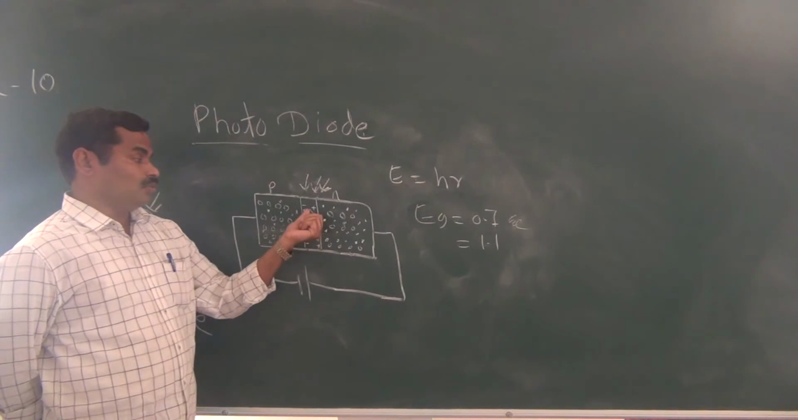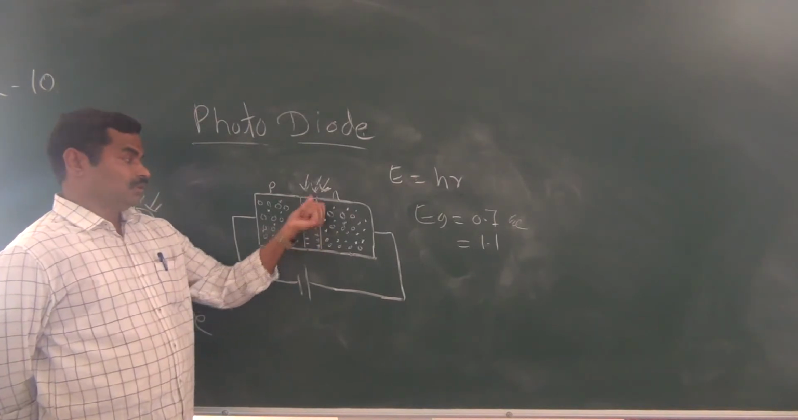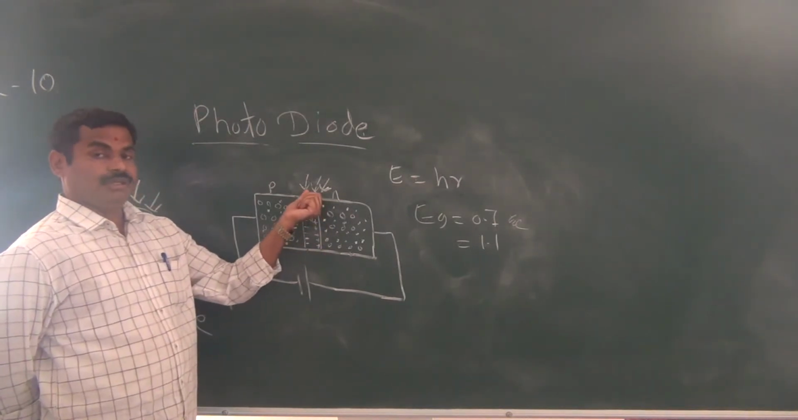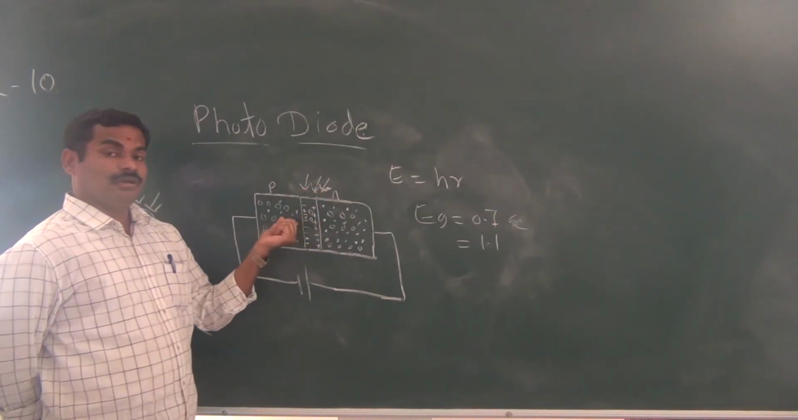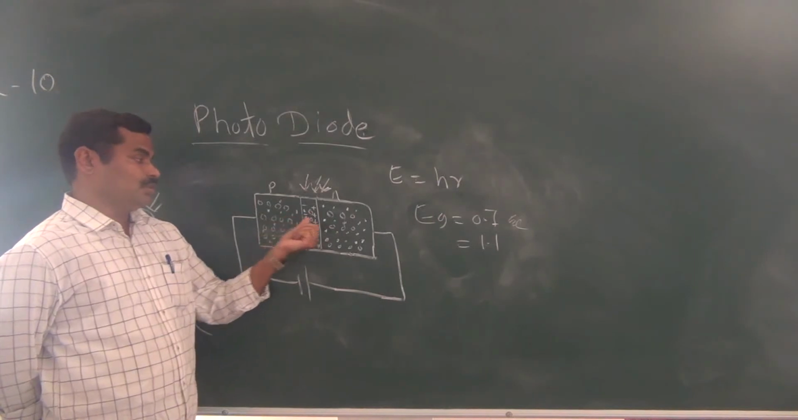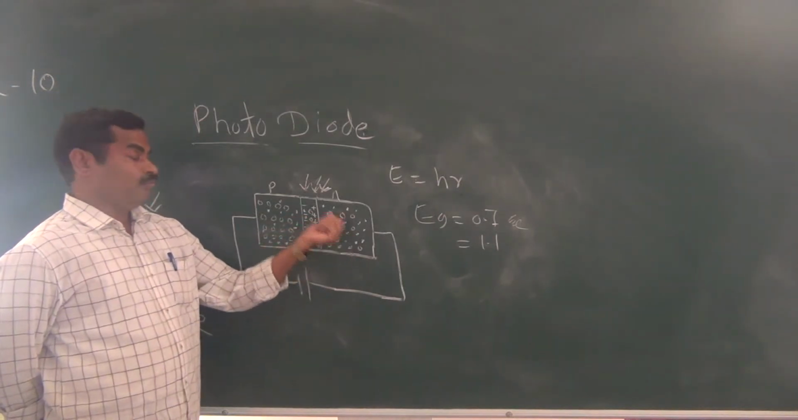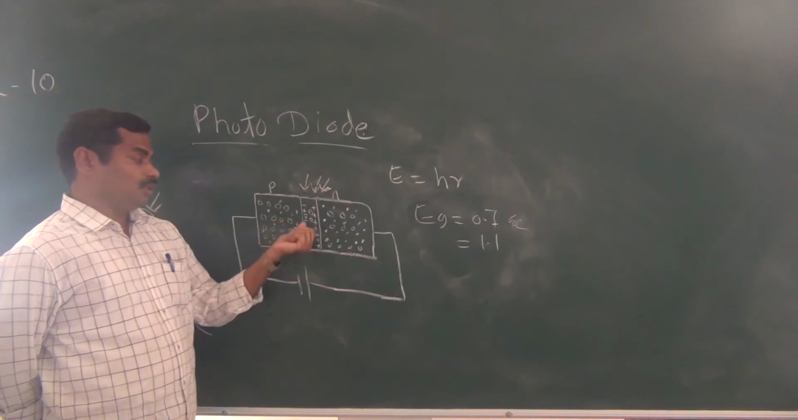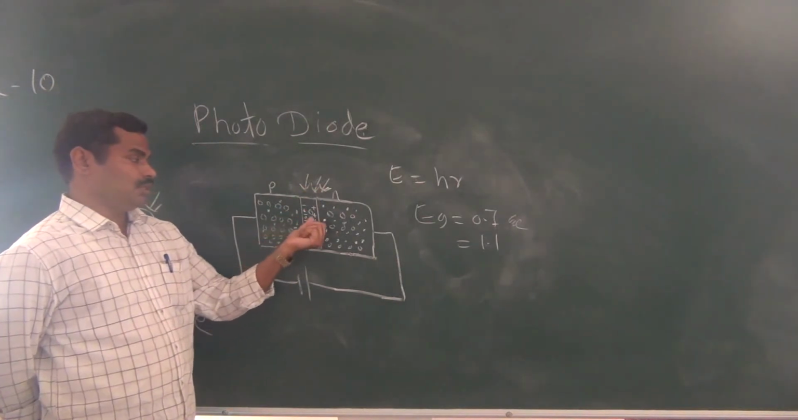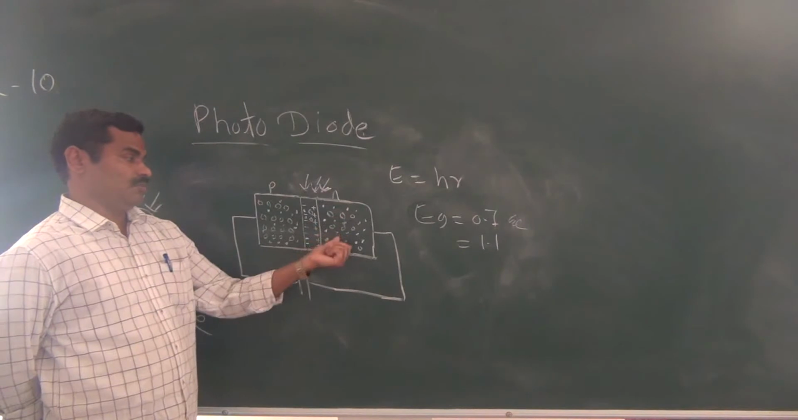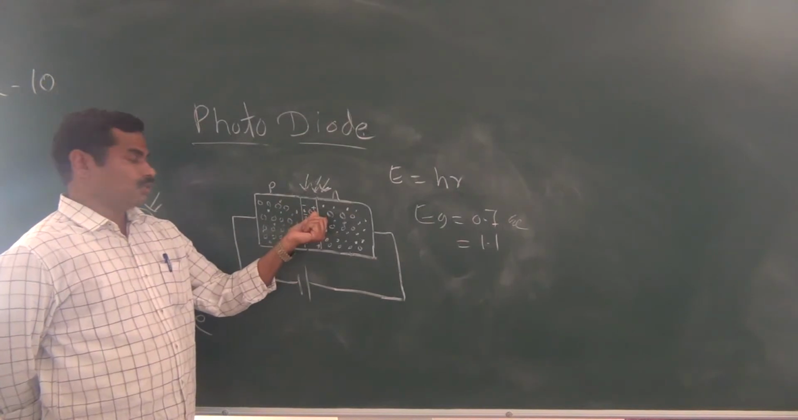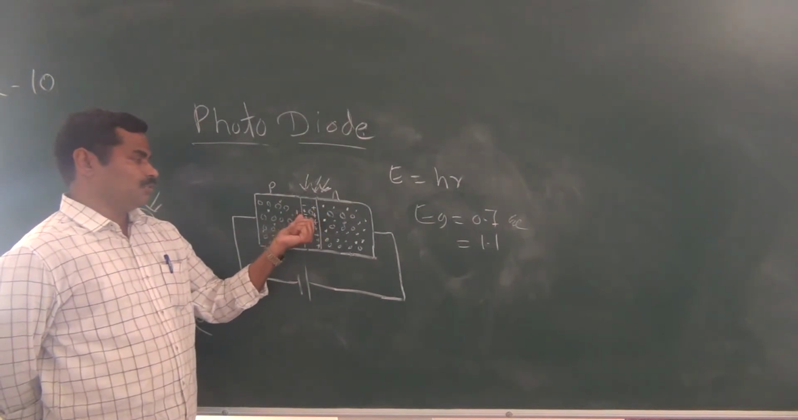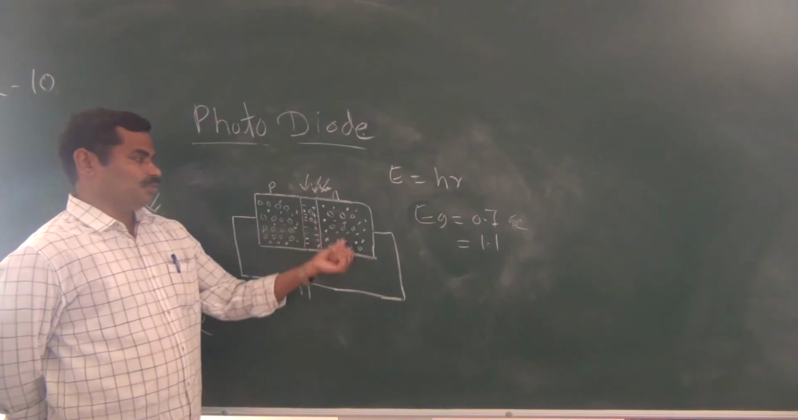These holes and electrons want to recombine, but because of the high electric field here, the electric field will move the holes towards the p side and the electrons towards the n side. As you know already, the electrons are attracted to the positive ions and the holes are attracted to the negative ions. That's why they move towards the p side and the n side respectively.